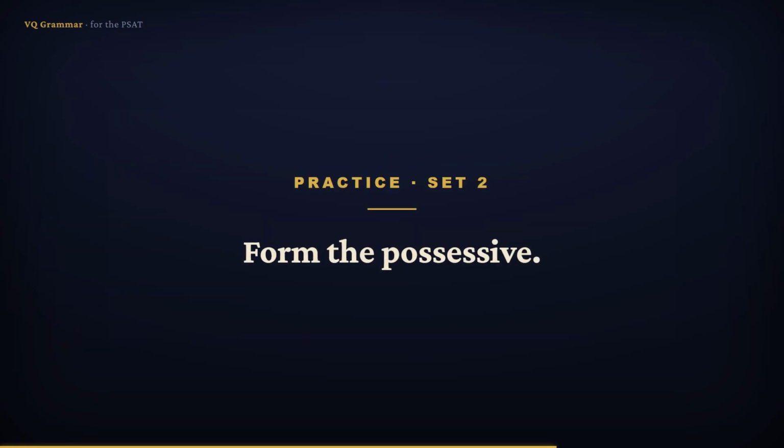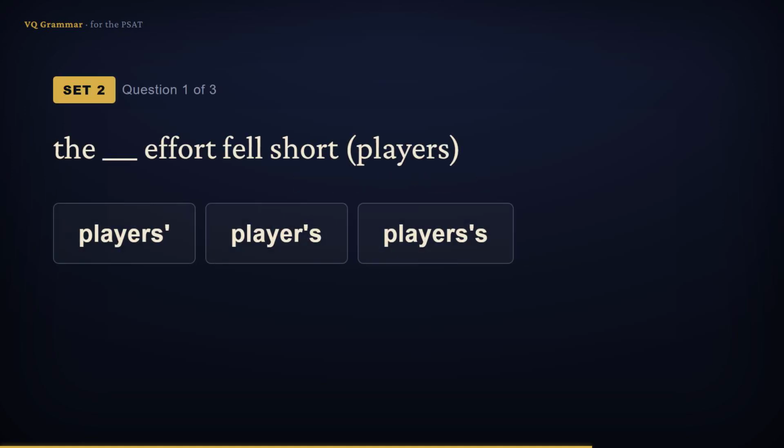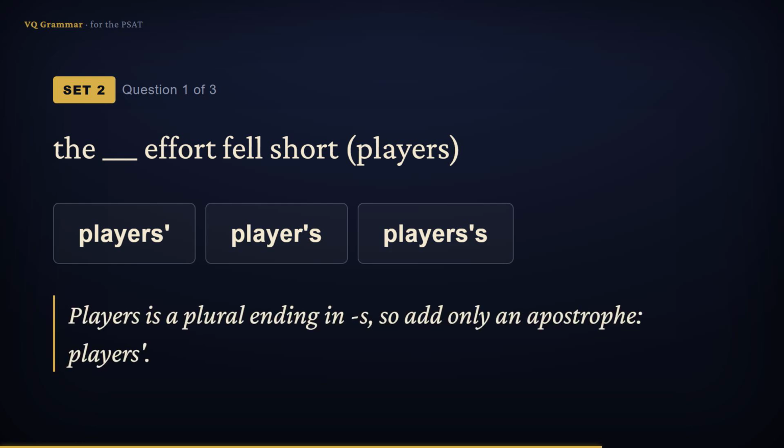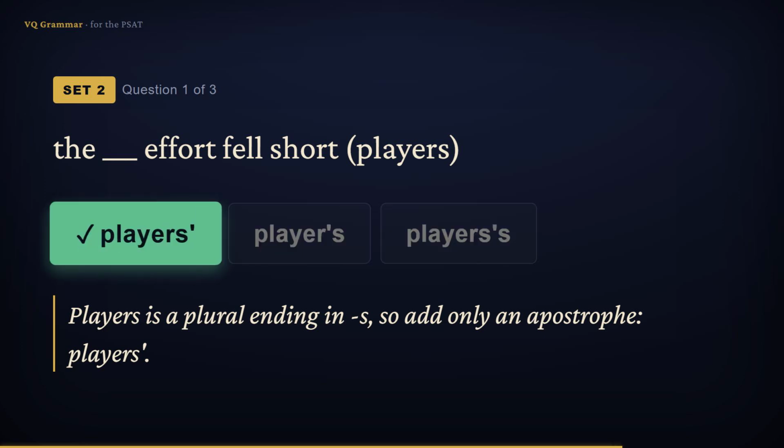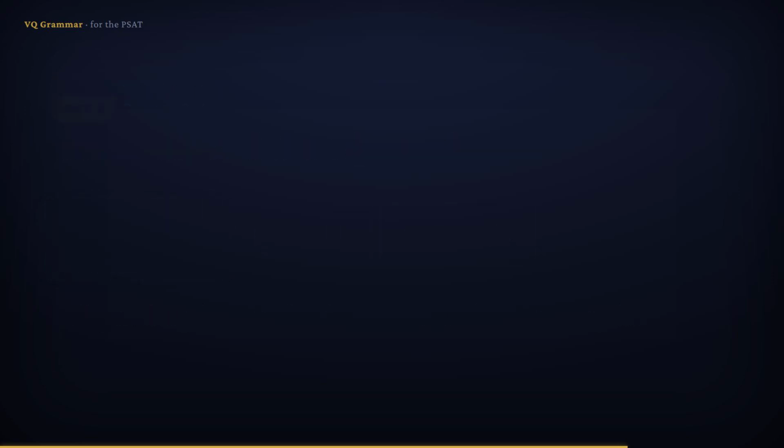Now form the possessive. Ask the key question. Is the noun a plural that already ends in S? That decides whether you add just an apostrophe or an apostrophe plus S. Pause and try each one. The blank stands for players, showing the effort that belongs to them. Players is a plural, and it already ends in S, so we add only an apostrophe, nothing more. Players', apostrophe. So the answer is players'.